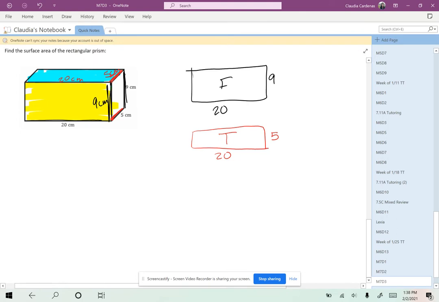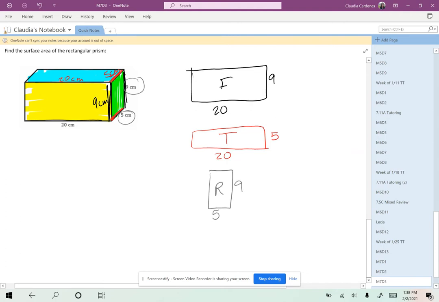And then I also see on this piece, the right side of our box is looking like the base is 5 and the height is 9. So let's go ahead and draw that on our paper. This is the right piece. 5 centimeters is the base and 9 for the height.